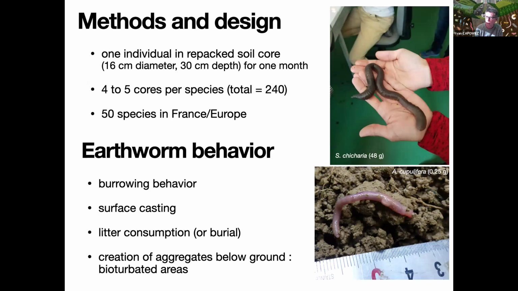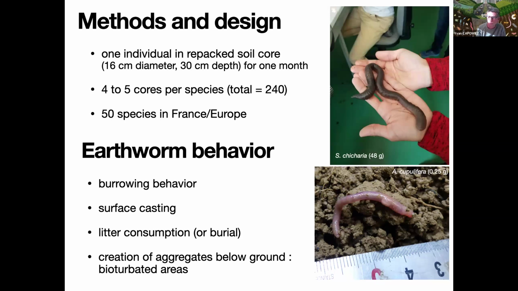We let him do what he wants to do for 1 month, and then we did that for 50 species in France, and with a very large variety of worms. As you can see, the largest one at that time was Scherotheca chicharia, something like 50 grams. And the teeny one, not the most teeny, but one of the most teeny worms was Aporrectodea cupulifera.